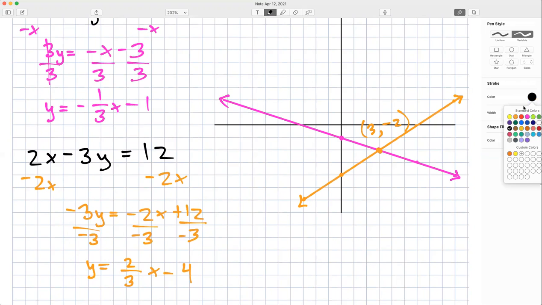So therefore, what am I going to write the solution in? This system of equations is x equals 3, y equals negative 2. And we're done.